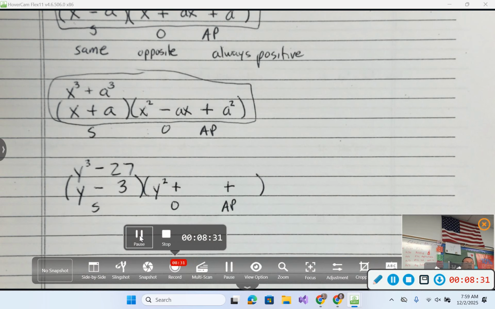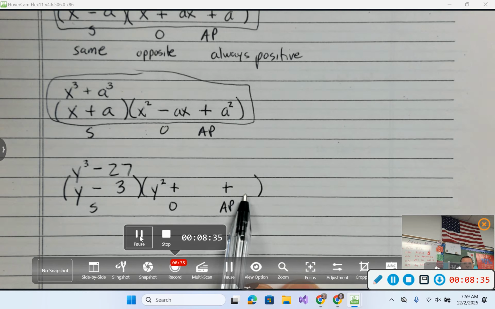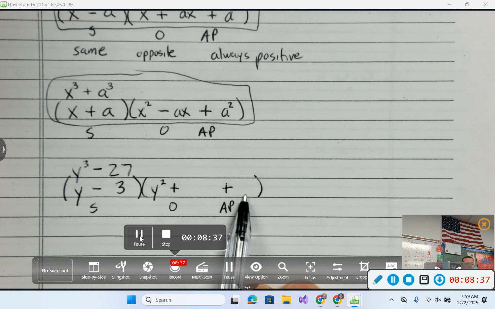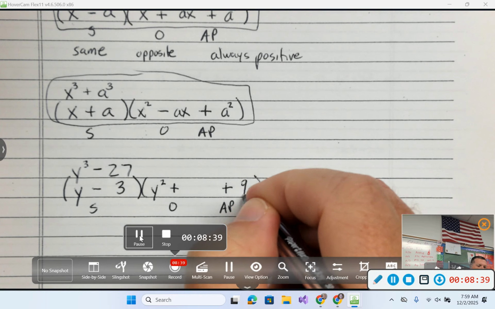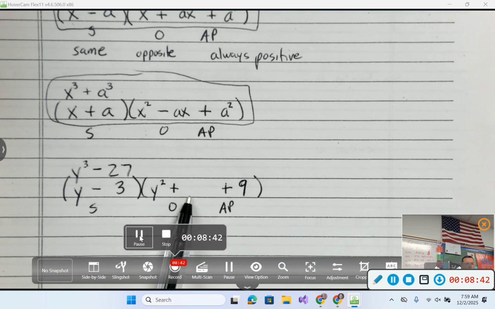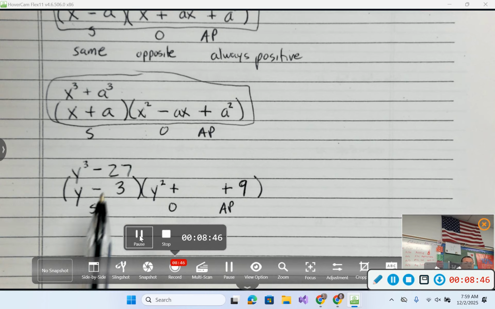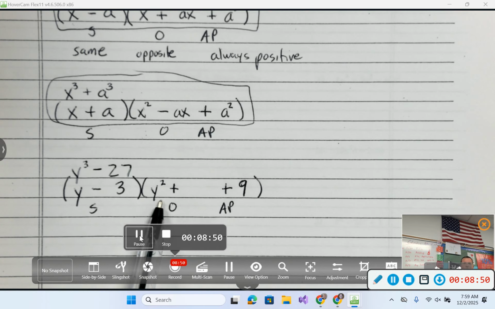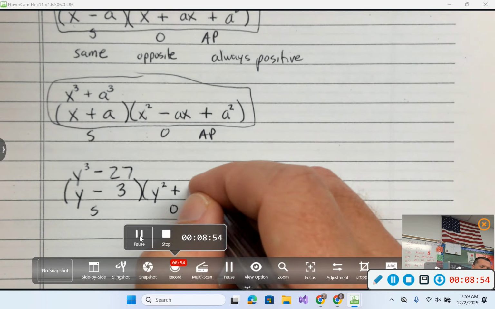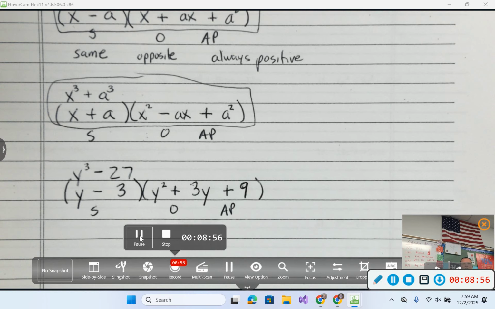I'm going to jump to the end because I think that makes more sense in my brain. What goes in this last spot? 3 squared, and what's 3 squared? 9. And what goes in the middle? 3y. Don't worry about the signs because the SOAP thing took care of the signs. So you don't have to worry about that being negative. So just do 3y. And that's your answer.